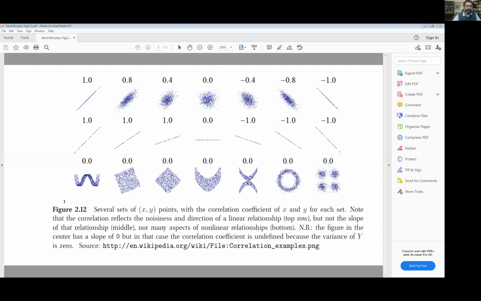This is from Kevin Murphy's textbook. This is actually on machine learning, but this is an introductory chapter on probability and random variables. So what this depicts are scatter plots. How many of you know or have an idea or can guess what scatter plots are? And these are two-dimensional scatter plots, by the way.